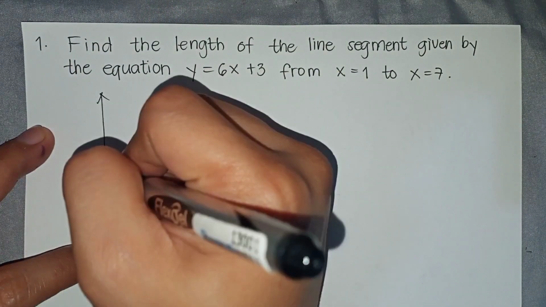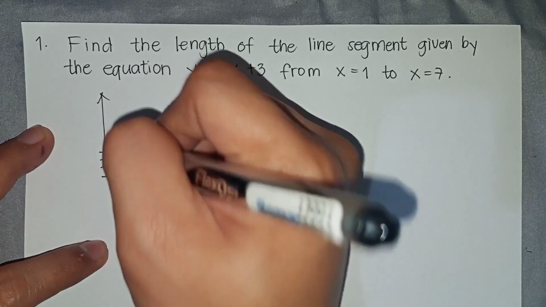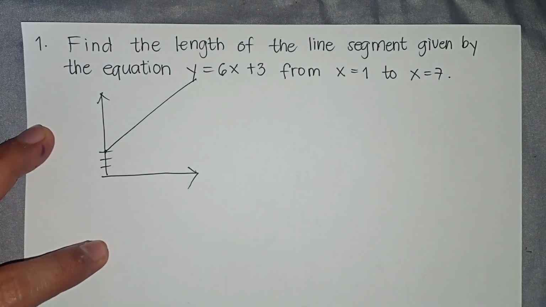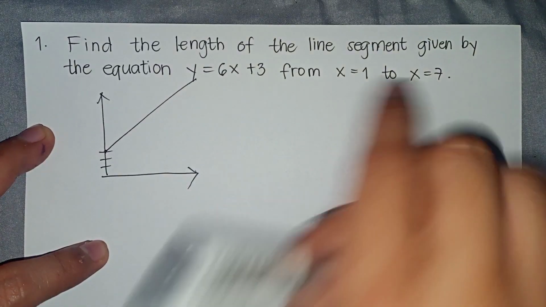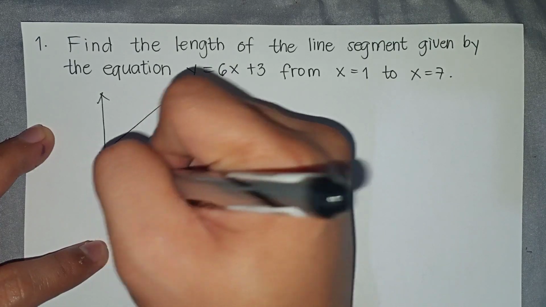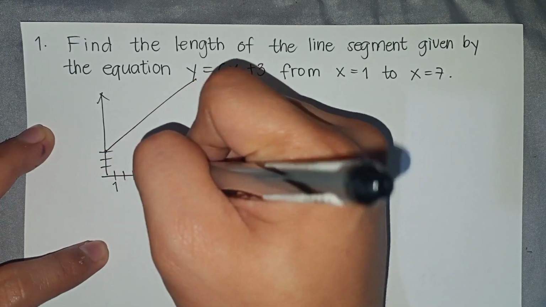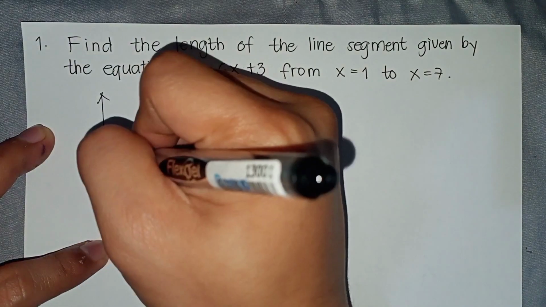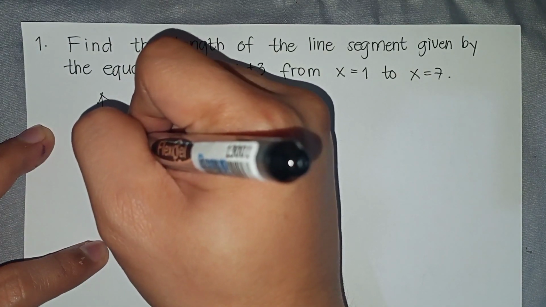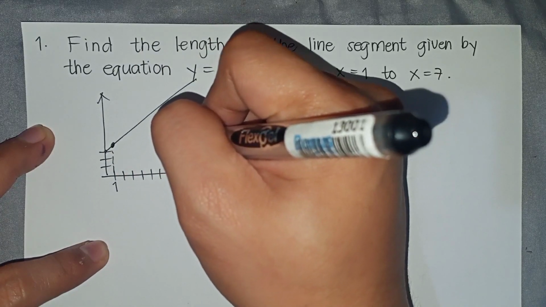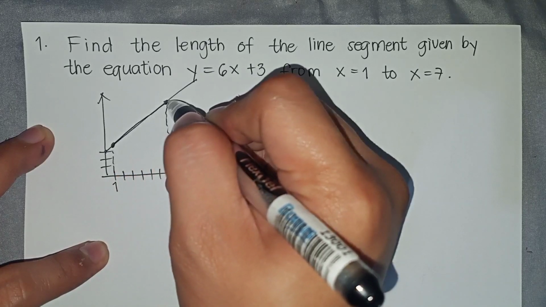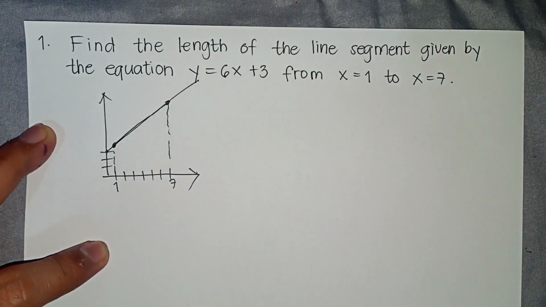So, pag in-graph nyo ito, ganito yung magiging itsura niyan, ha? 1, 2, 3, okay? So, ganyan, pataas yung magiging graph niyan. Tapos, since ang limit natin from 1 to 7, so ito, 1, 2, 3, 4, 5, 6, 7. Ang length na hinahanap natin dito, from this point to this point. So, ito ang hinahanap natin. Ano daw yung length ng line na yan?